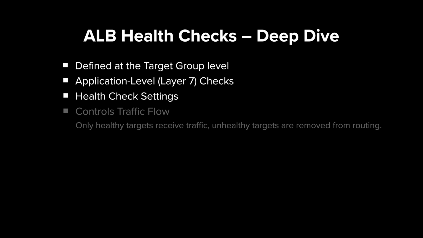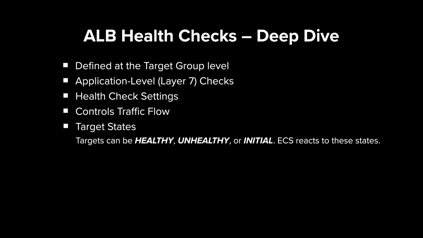Based on the health check results, the ALB controls traffic flow, sending requests only to healthy targets and removing unhealthy targets from routing. Targets can exist in states such as healthy, unhealthy, initial, or draining. ECS reacts to the healthy and unhealthy states to maintain service stability.